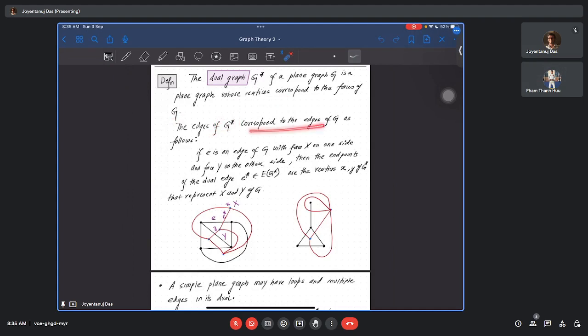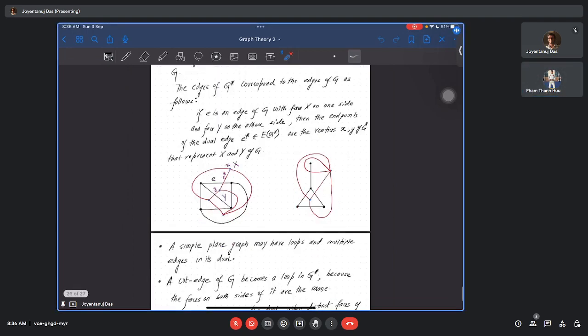and the edges of the dual graph will correspond as follows. For example, if E is an edge of G with face X on one side and face Y on the other side, then E star is an edge in the dual graph where the endpoints are the face X and face Y. So for example, here this is a face and this is a face. So this will be an edge in the dual graph that corresponds to this edge E, right? Okay, so the definition is fine.